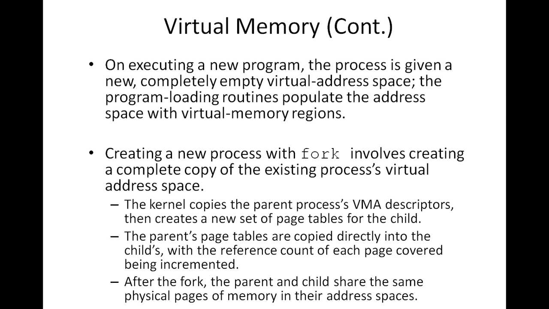Here, basically, the kernel copies the parent process's virtual memory address descriptor, then creates a new set of page tables for the child process. The parent page tables are copied directly into the child's address space, with the reference count of each page covered being incremented. After the fork, the parent and child share the same physical pages of memory in their address space.